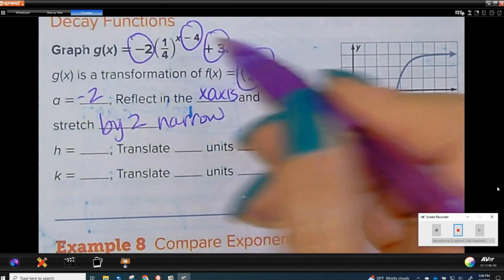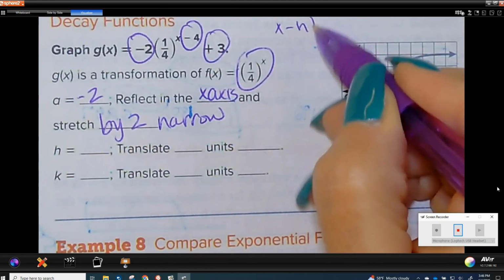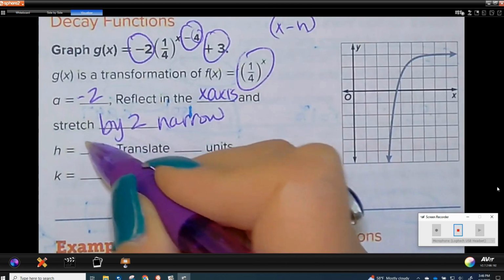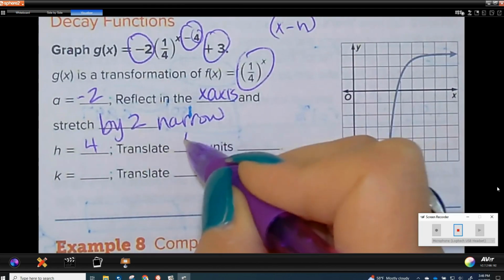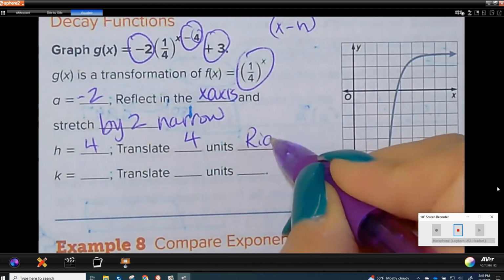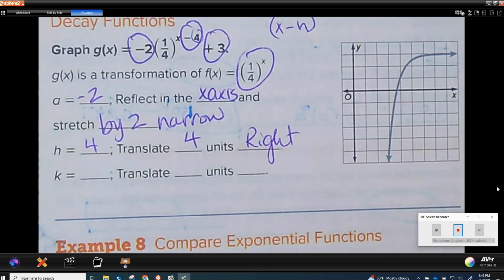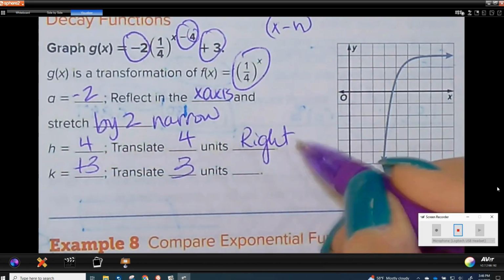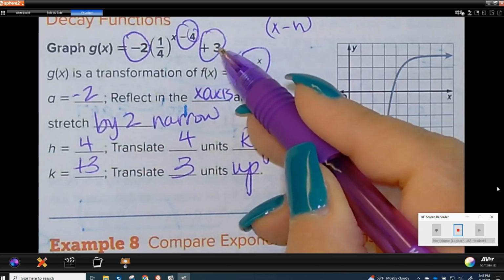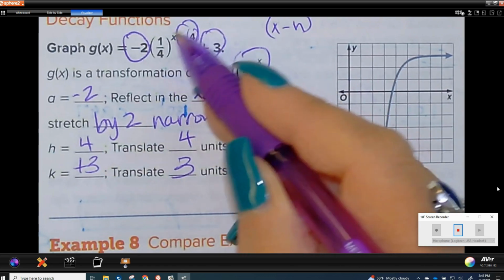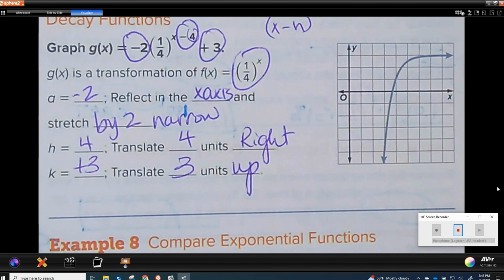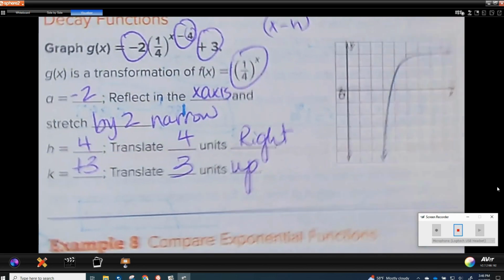H, remember, it's x minus h in the formula, so that's a minus, so my h is just 4, which is 4 units right. Plus 4 for horizontal is right. And k is a plus 3, so 3 units up. K is not opposite. It's this stuff right here inside, which is opposite than what you think. And that is it for these.